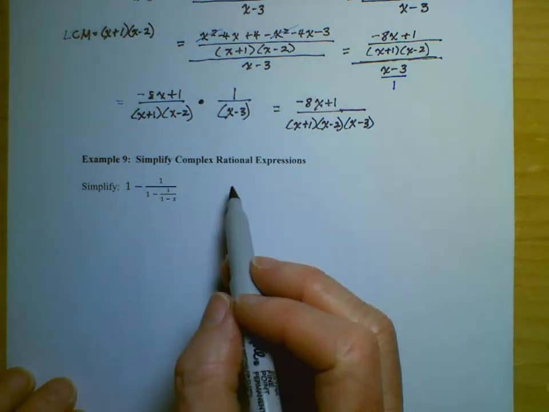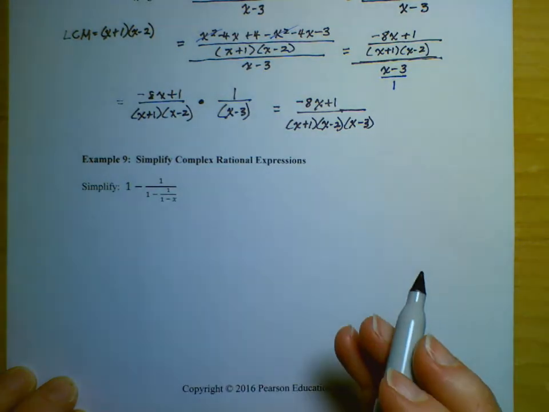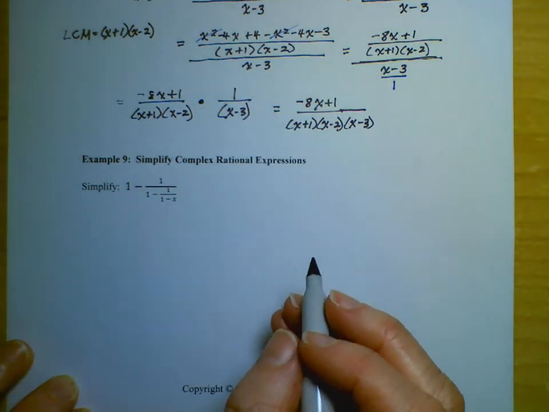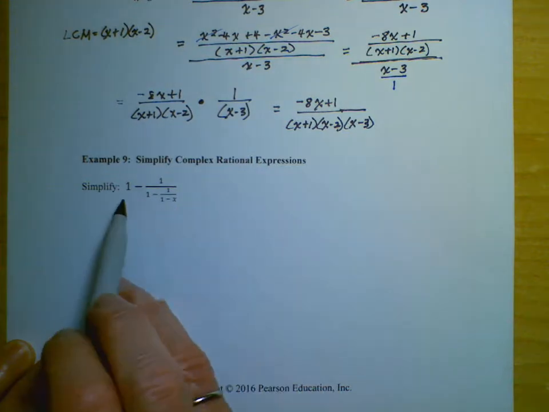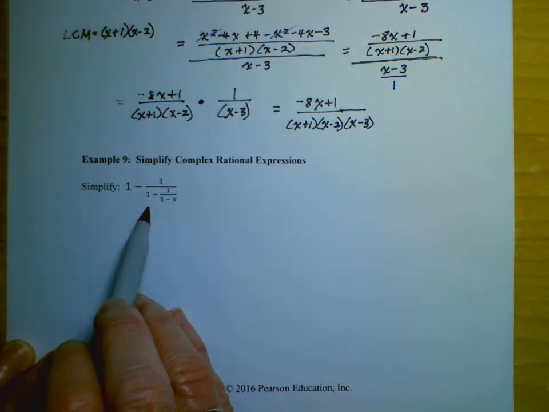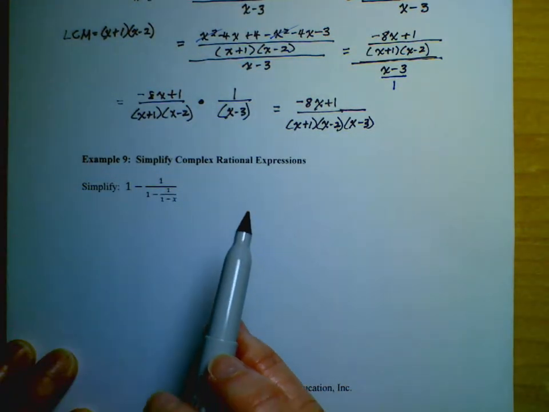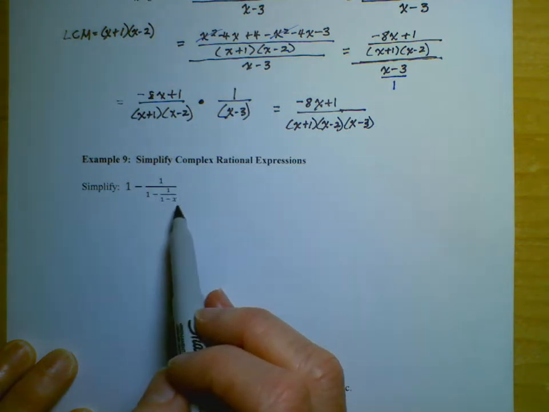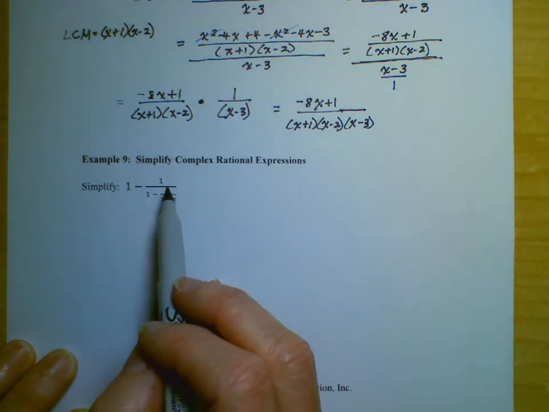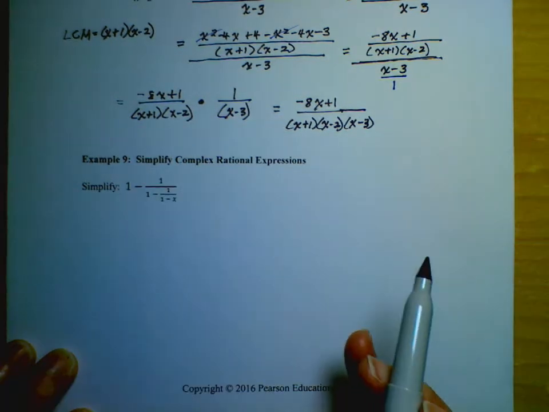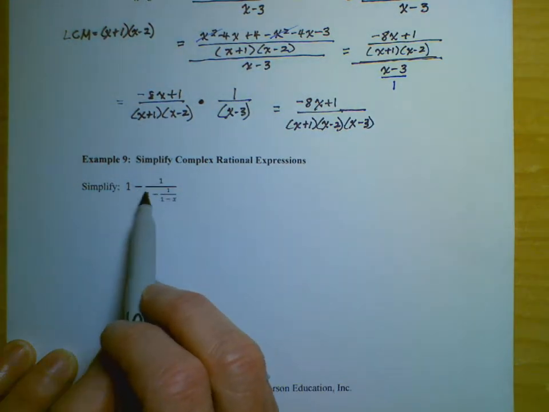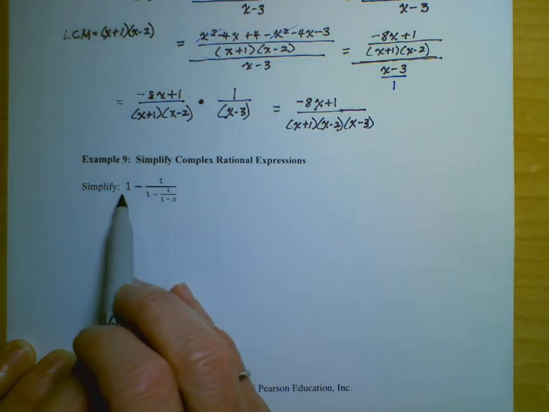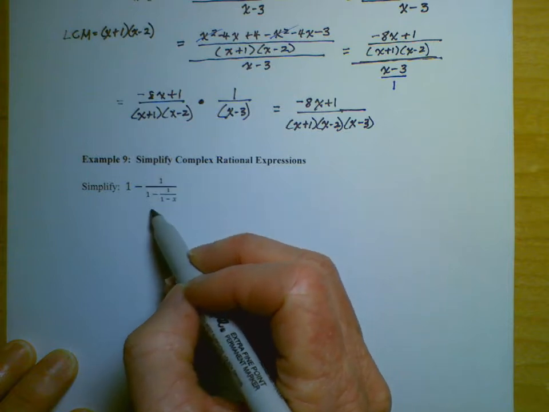Continuing with our complex rational expressions from section R.7, this is part 7. Okay, so let's look at what we have here. We have 1 minus 1 over 1 minus 1 over 1 minus x. So before we can subtract this from 1, we need this to be a single fraction.